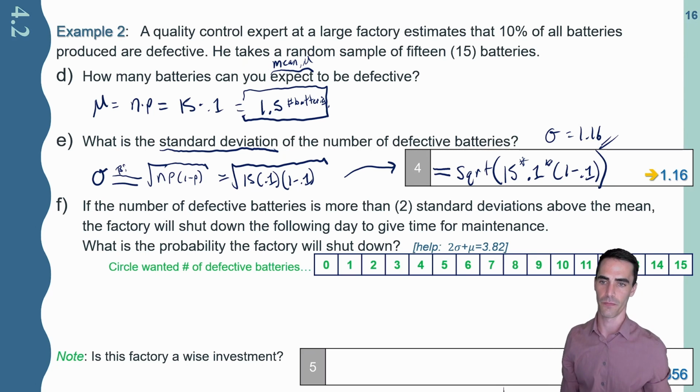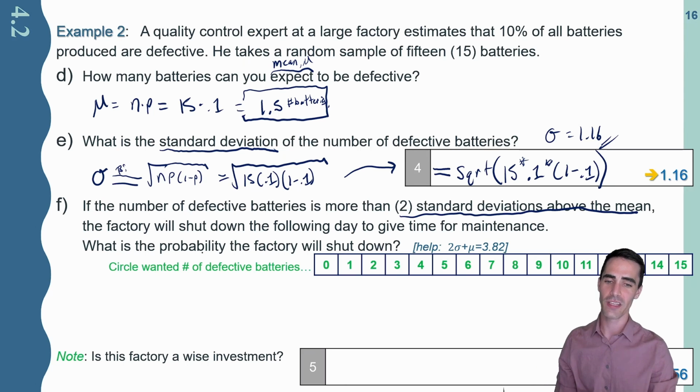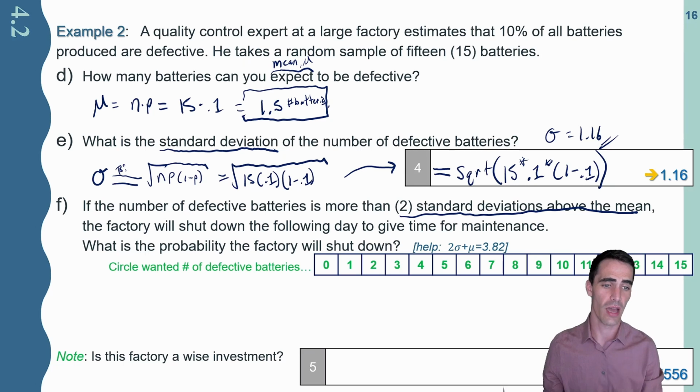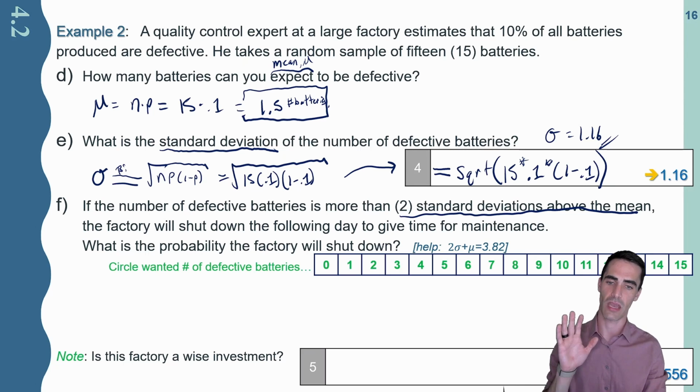Nice formulas to compute. What can we do with those things? If the number of defective batteries is more than 2 standard deviations above the mean, the factory will shut down the following day to give time for maintenance. We certainly don't want that. At least the maintenance part is good. What is the probability that the factory will shut down? Oof. Certainly we do not want that, but it's something that we can understand with probability.